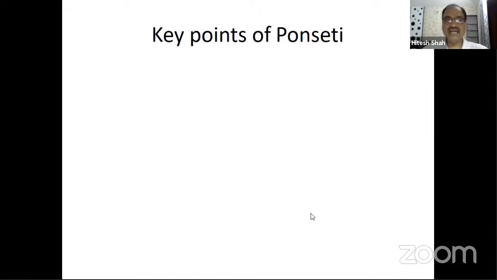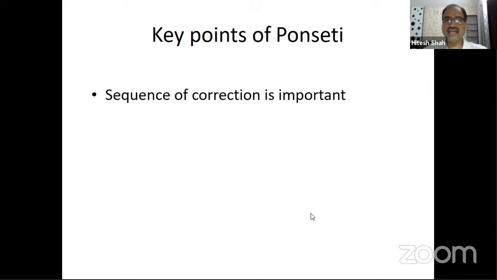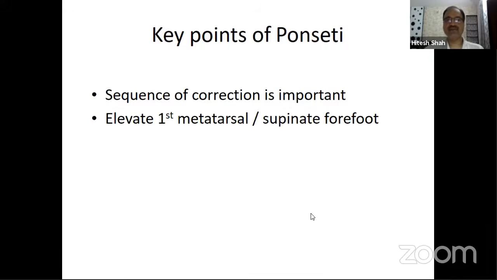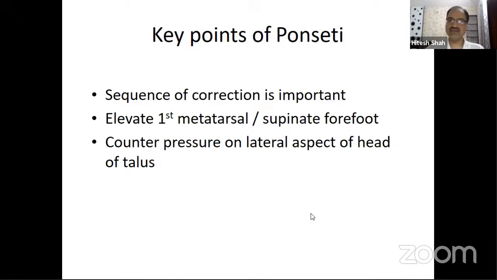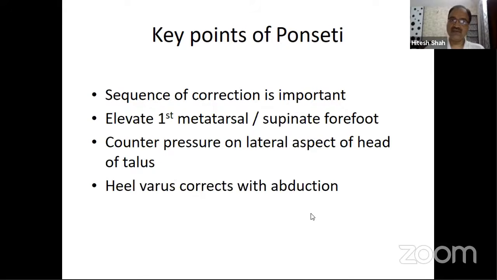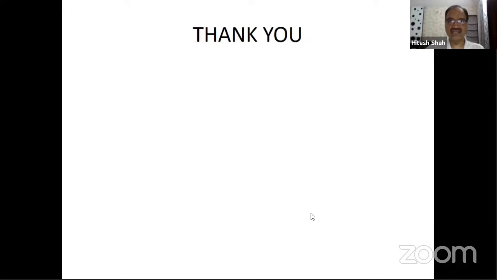I would like to put in the key points on the Ponseti. The sequence of the correction is important. Always remember: cavus, adduction, varus, and equinus. That is very important. Supinate the forefoot and elevate the first metatarsal in order to correct the cavus. The counter pressure or fulcrum should be used at the lateral aspect of the head of the talus. The varus corrects with the abduction, and tenotomy is required in most of the cases.